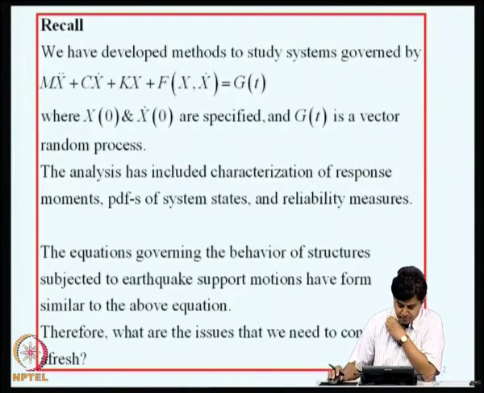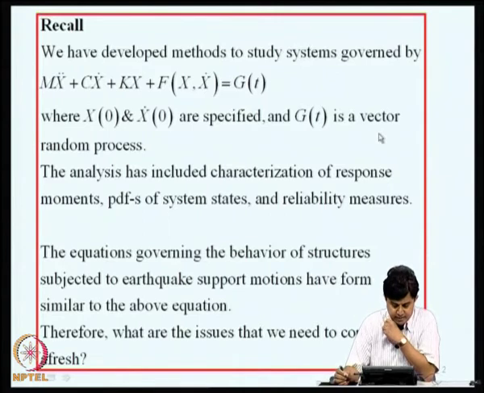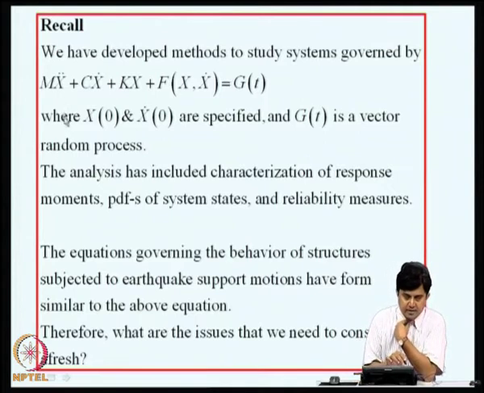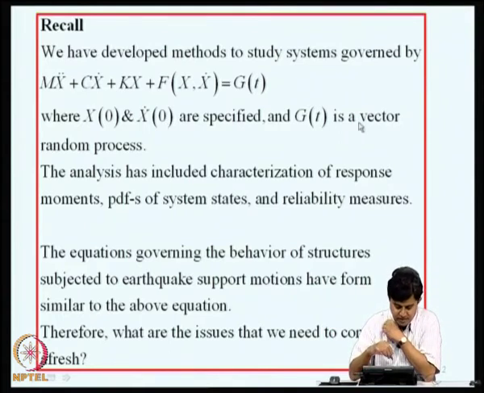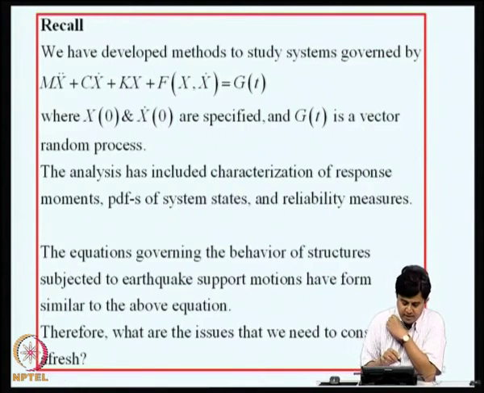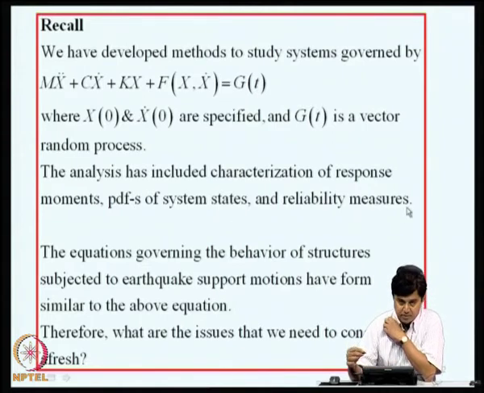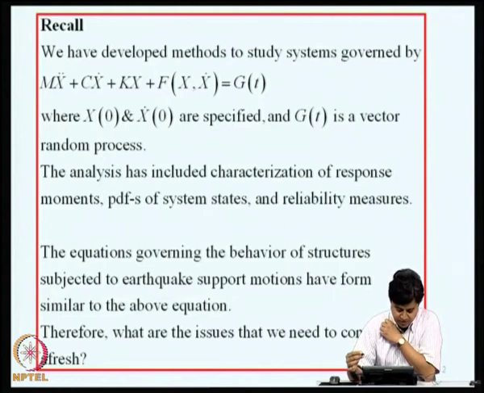So, we can quickly recall that we have now developed methods to study systems governed by, say, a general multi-degree freedom system M x double dot plus C x dot plus K x plus some nonlinear terms is equal to some random excitation with initial conditions specified, and g of t is a vector random process. We have considered several issues like randomness being present in M, C, K as well in addition to randomness in g of t. The analysis has included characterization of response moments, probability density functions of system states and reliability measures like first passage times, extreme values and so on and so forth.